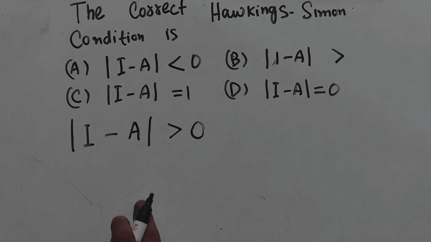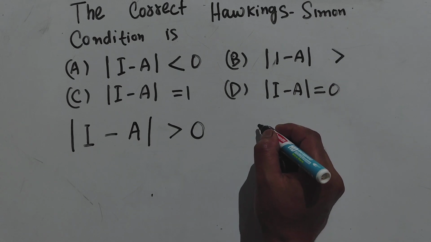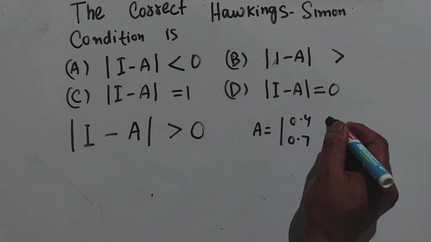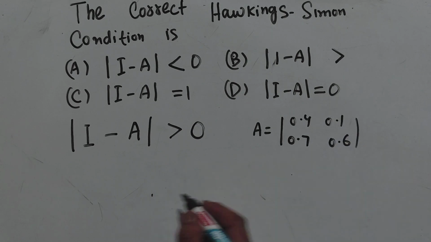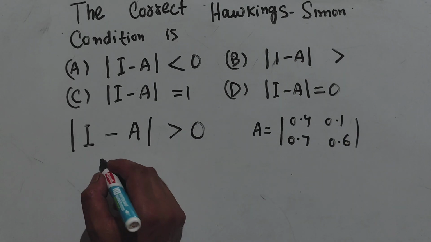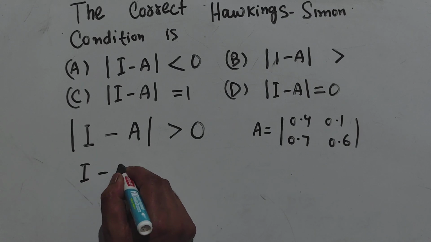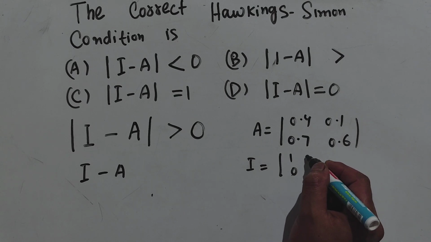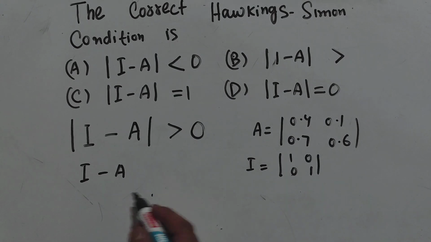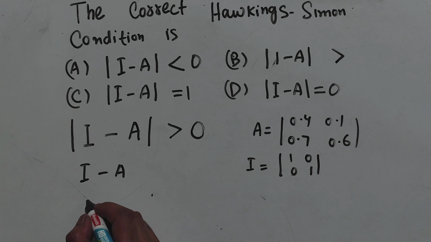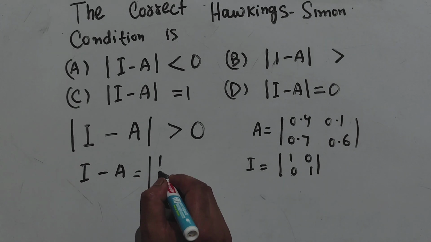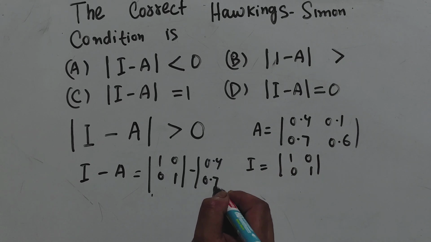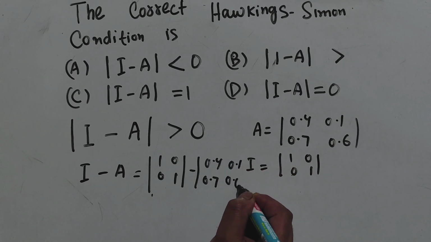Second is, and let me show it with an example here. Let us suppose the technology matrix is 0.4, 0.7, 0.1, 0.6. Then I minus A will be equal to, and let's take the identity matrix as 1 0 0 1. So in this case I minus A will be a matrix that is 1 0 0 1, from which we subtract this matrix 0.4, 0.7, 0.1, 0.6.